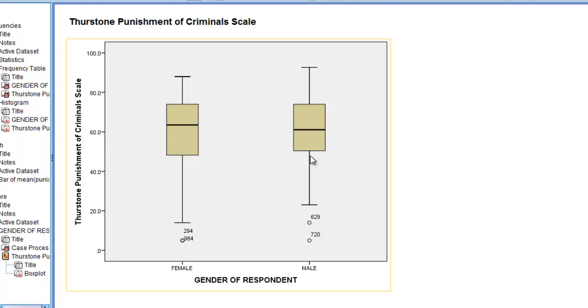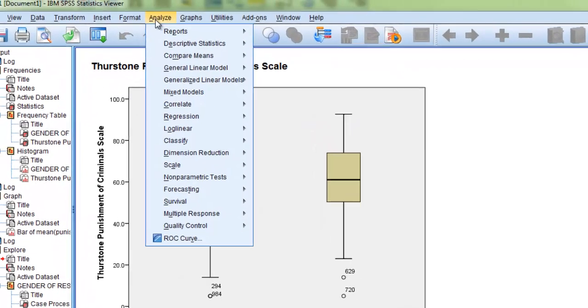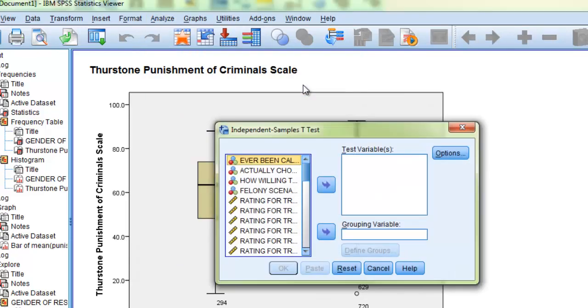So knowing that men have a slightly higher mean level of punitiveness and that their variances are somewhat similar, with women having slightly more variability as indicated by this whisker here, now it's time to run the t-test. So I think I'm going to meet the assumption of equality of variances. So the next thing I do is I go to Analyze, and I go to Compare Means, and I choose Independent Samples t-test. I click that, and I'm presented with a dialog box.